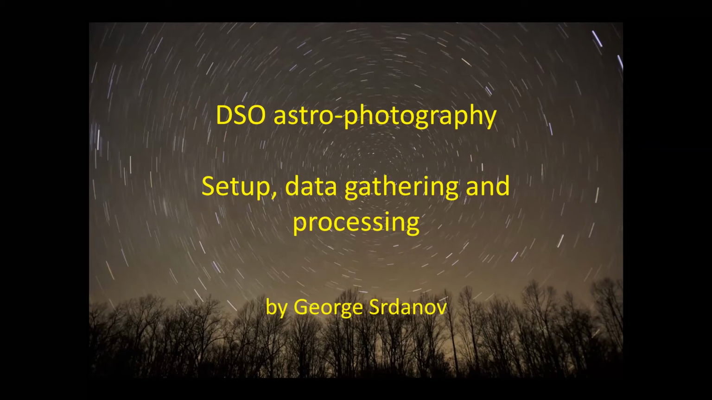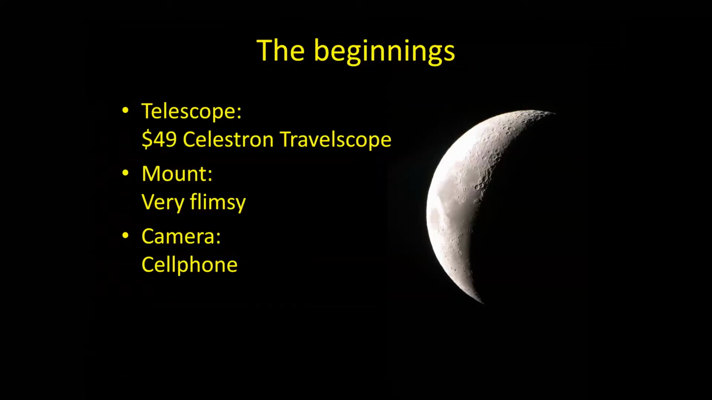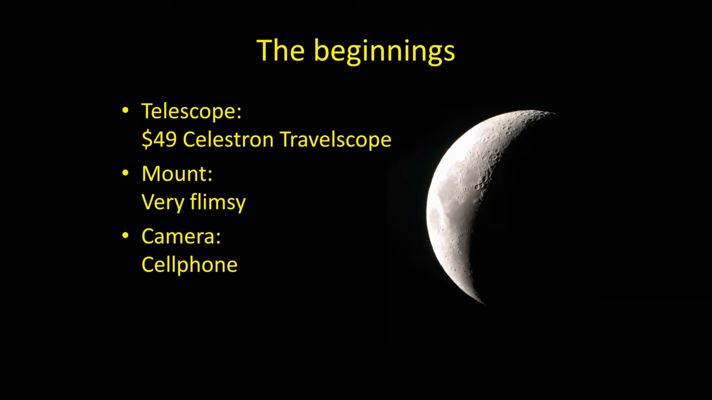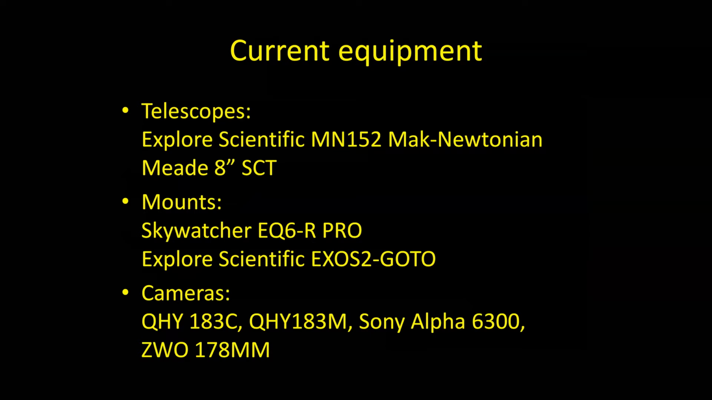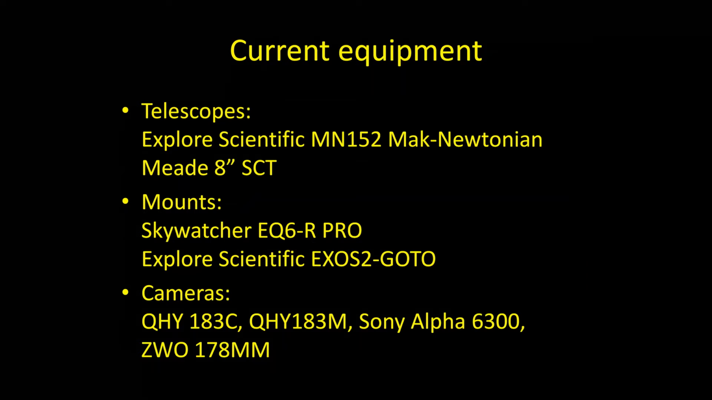I started very modestly with a small Celestron Firstscope. The mount was very flimsy. My first camera was probably like everybody else's, my cell phone. Since then, I have upgraded the equipment. I got a nice 6-inch Maksutov scope. Now I also have an 8-inch SCT, which I use, but not as much as the Mak, the Maksutov. That's my go-to scope.